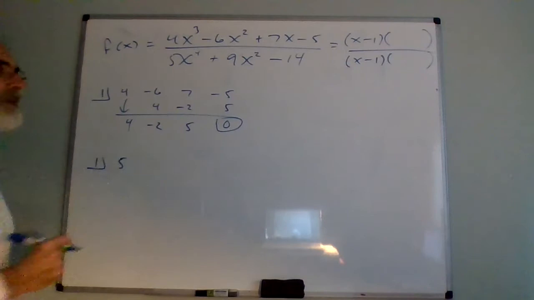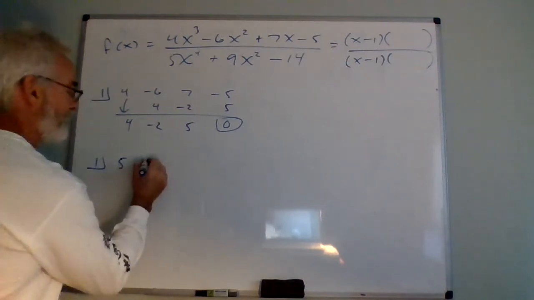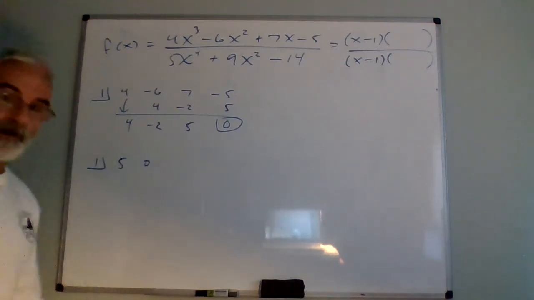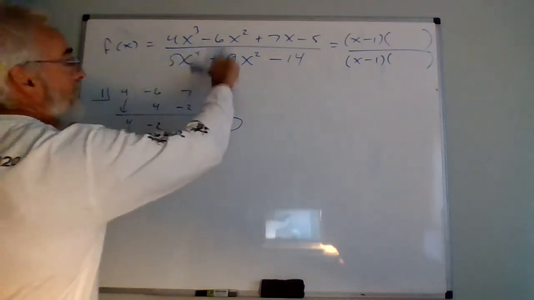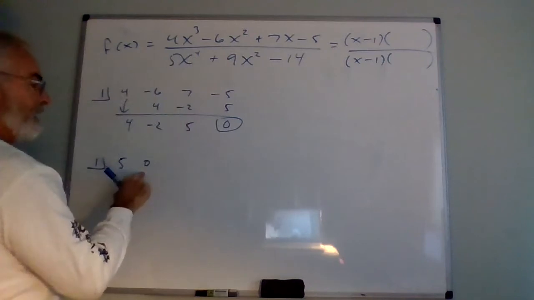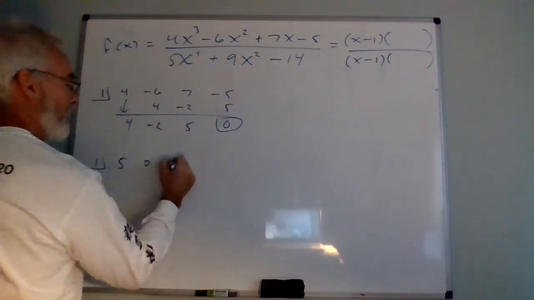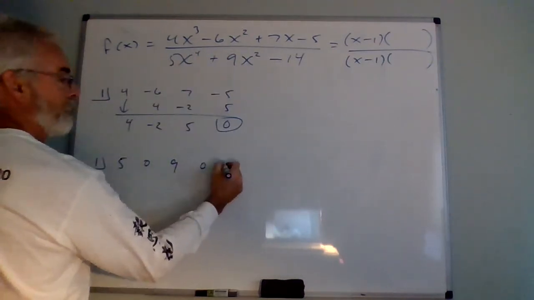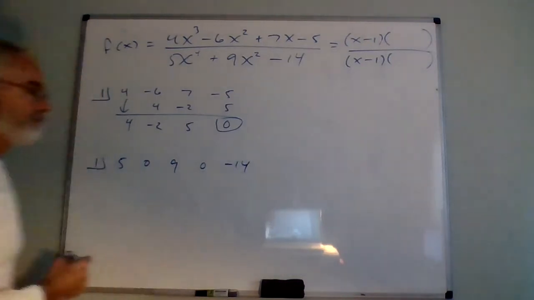5. Oh, I don't have an x cubed term. That means the coefficient is 0. Placeholders are critical because I have to have every placeholder all the way down to the constant term. And because there's no x cubed term, I actually need the 0. Then I have 9. Then I'll have another 0. Then I'll have negative 14.